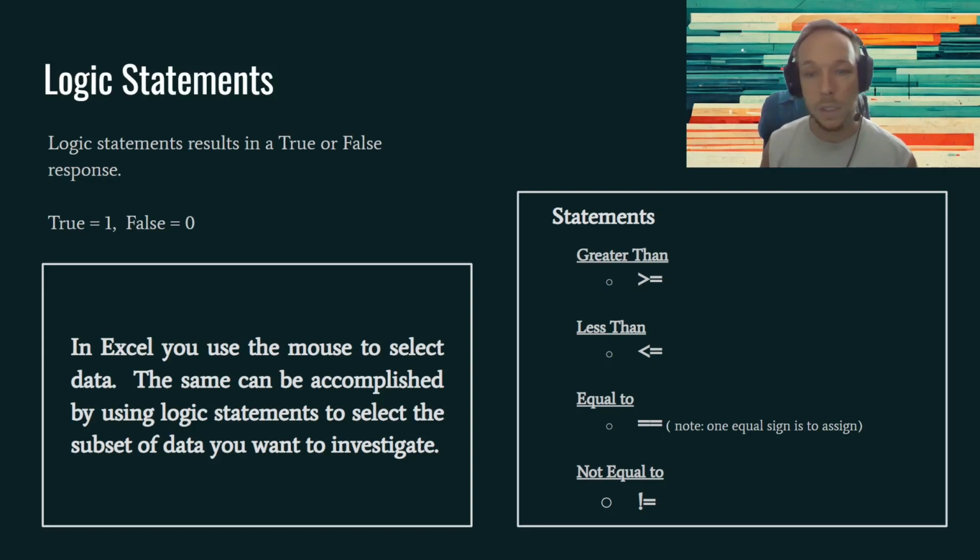In our logic statements, you probably remember this from elementary math class: A is greater than, equal to, less than, equal to. When we do equal to, we have to use two equal signs, because one equal sign is how we assign a variable. This is important to remember: when we want to do a logic statement, we use two equal signs. And for a not equal sign, we use exclamation equals.